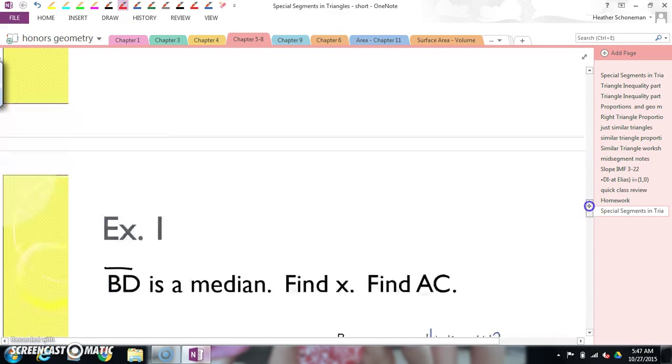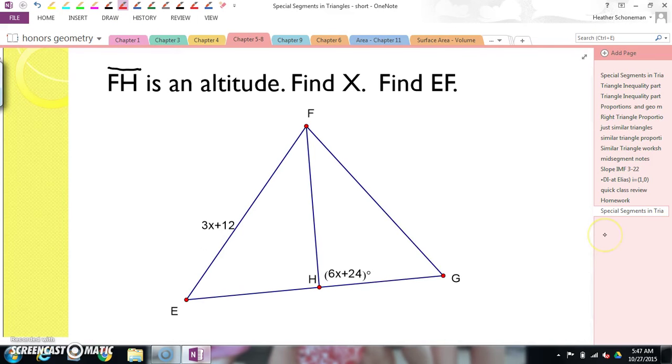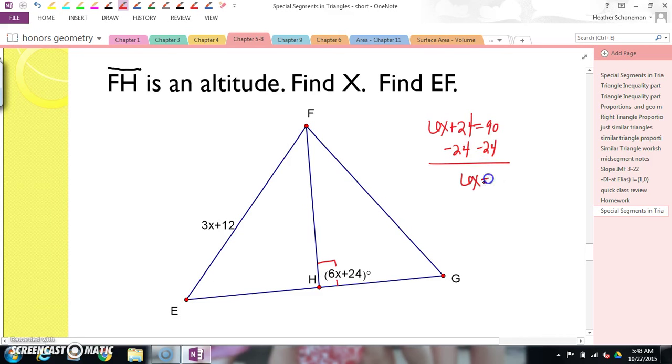All right, let's try another example. Example 2. Now we have an altitude. The thing we need to remember about the altitude is it measures the height, and it measures it straight down at a right angle. So this right here would be a right angle. To find x, we can just say that 6x plus 24 equals 90. So we subtract 24 from both sides. That leaves us with 6x equals 66. So we get x equals 11.